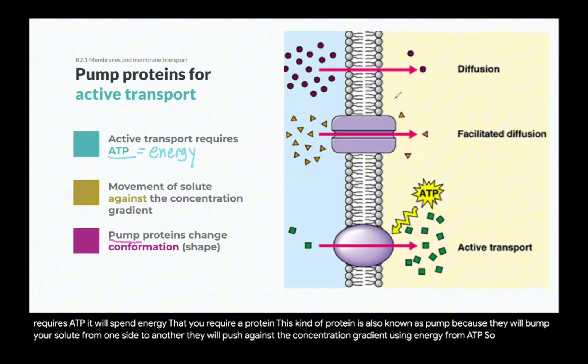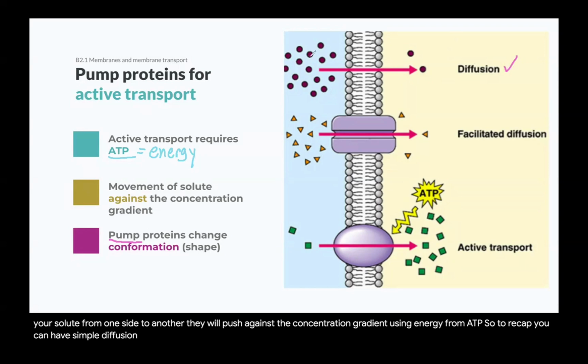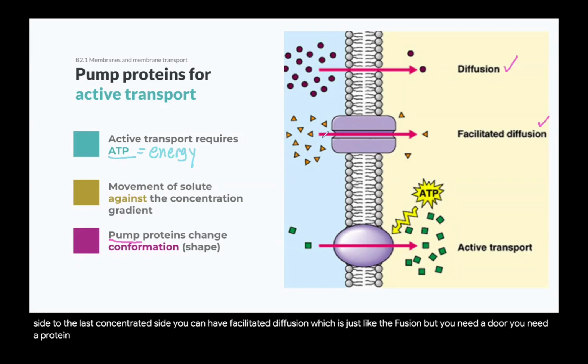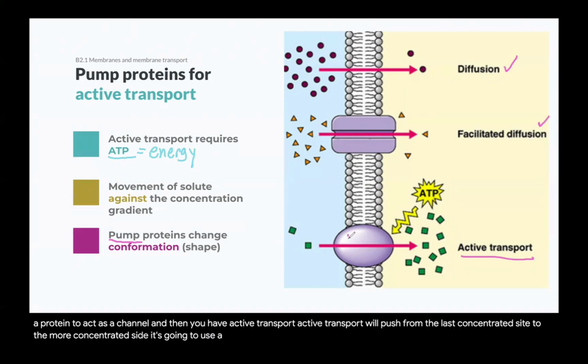So to recap, you can have simple diffusion when the molecule can pass through the membrane without assistance from the most concentrated side to the less concentrated side. You can have facilitated diffusion, which is just like diffusion, but you need a door, you need a protein to act as a channel. And then you have active transport. Active transport will push from the less concentrated side to the more concentrated side. It's going to use a pump protein and it will spend ATP.